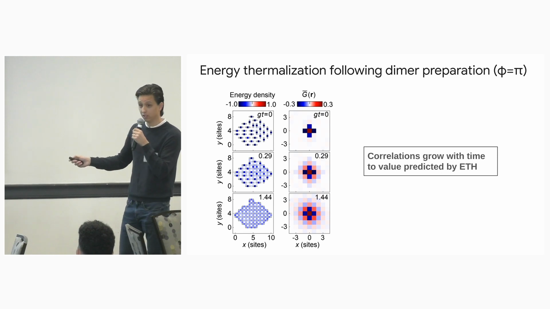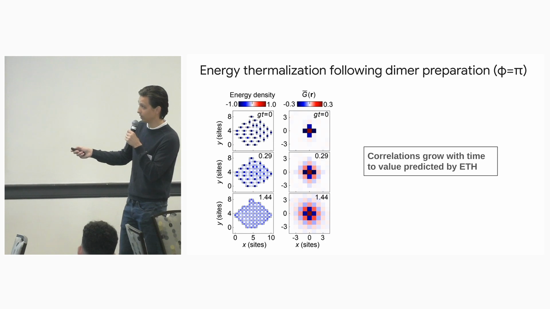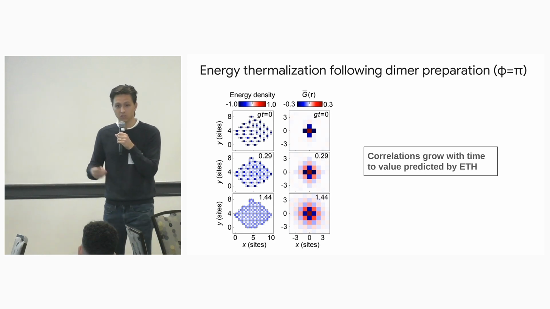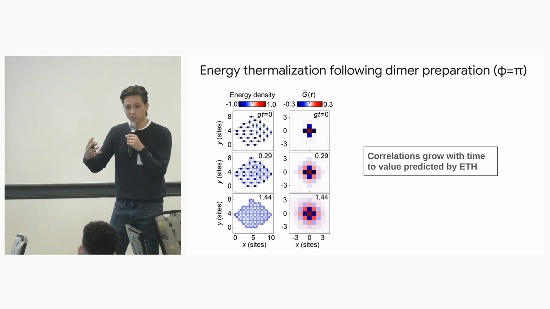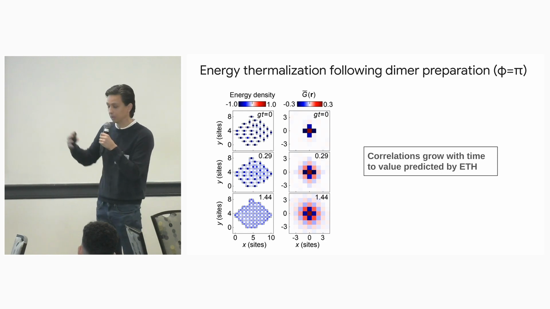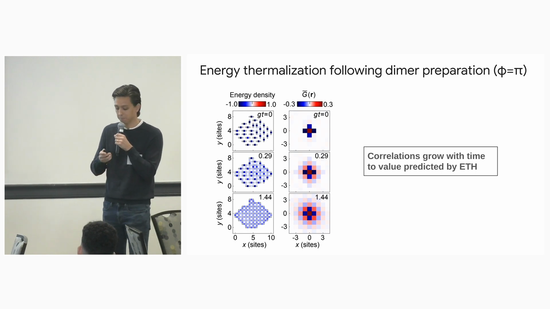Simultaneously, we can look at the correlations during this thermalization process. You can see the correlations go from being very short-ranged to, over just 1.5 cycles, being a much longer correlation length corresponding to the value expected from ETH instead. So now finally we're watching the coarsening dynamics that I told you caused this Kibble-Zurek breakdown. Now we're watching it really in real time.